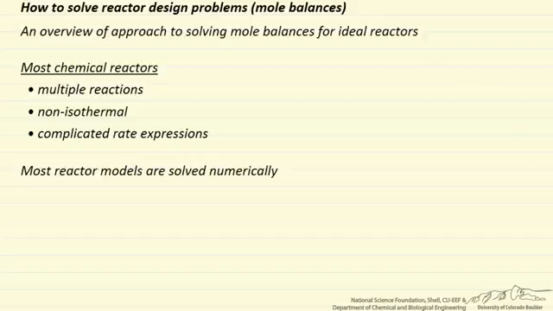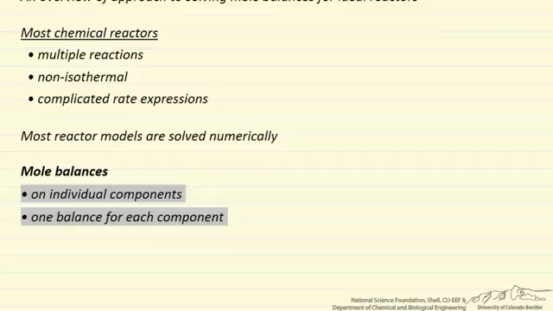A couple of important things we need to keep in mind when we write down the mole balances for these reactors are the following. One is that we write mole balances on individual components. That is, we don't write just one mole balance for each reaction. So if we have 3 reactions, we don't just have 3 mole balances. Instead, we might have 6 or 7 mole balances depending on how many components are in each of these reactions. So the mole balances are written on individual components.